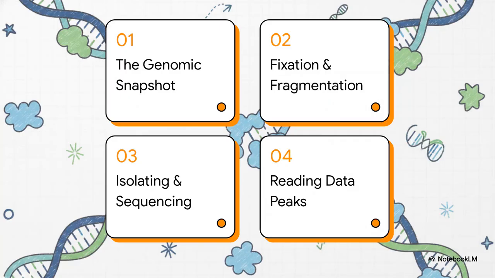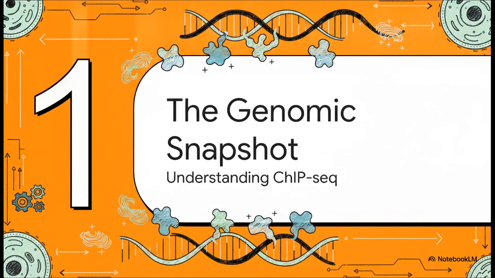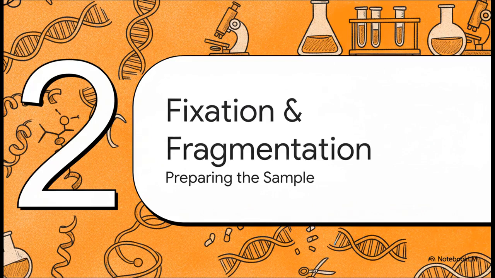So, to grasp how this works, we're going to treat the workflow just like a photographer's journey. First, the genomic snapshot. Second, fixation and fragmentation. Third, immunoprecipitation and sequencing. And finally, reading the data peaks. All right, Part 1, the genomic snapshot. Moving right along to Part 2, fixation and fragmentation.